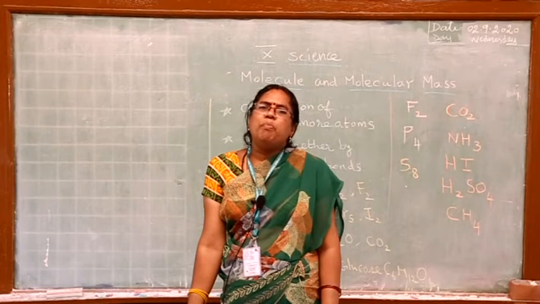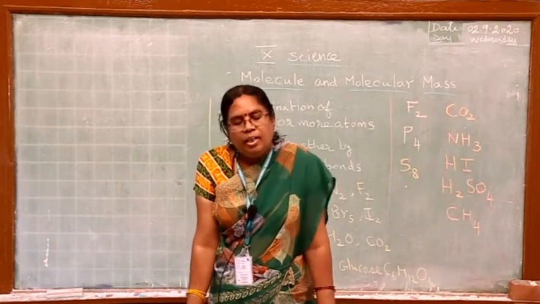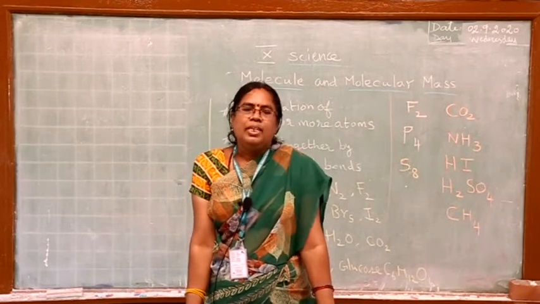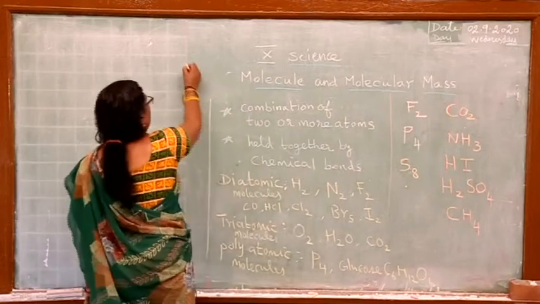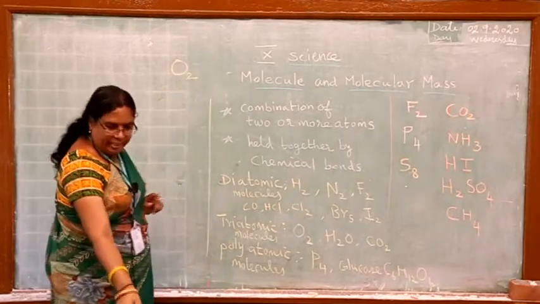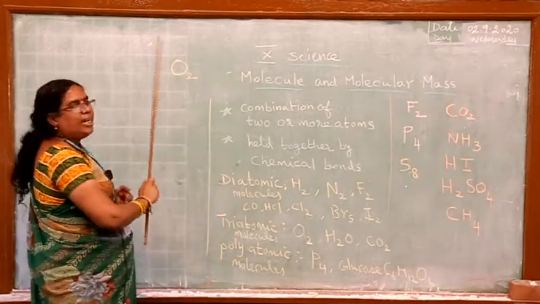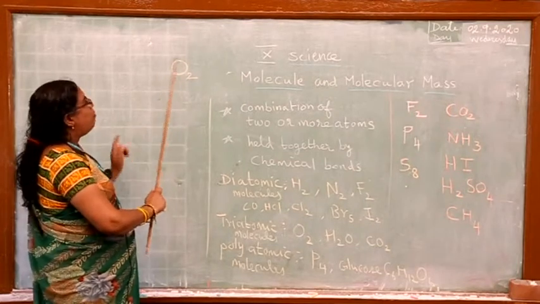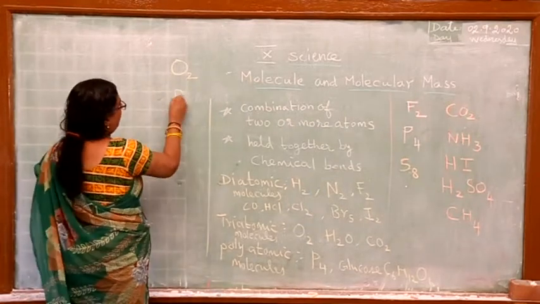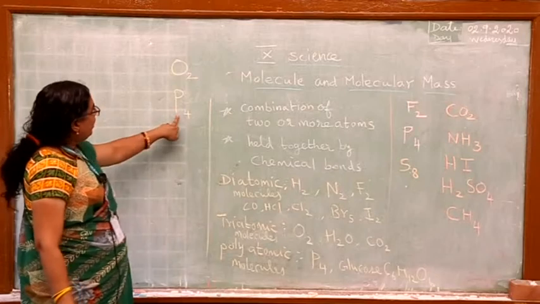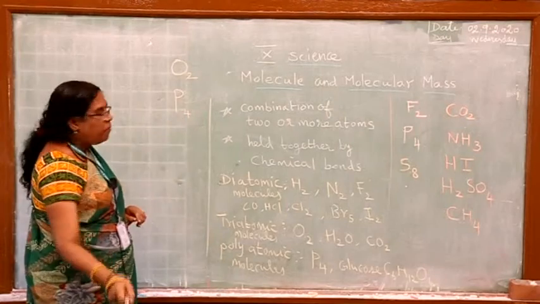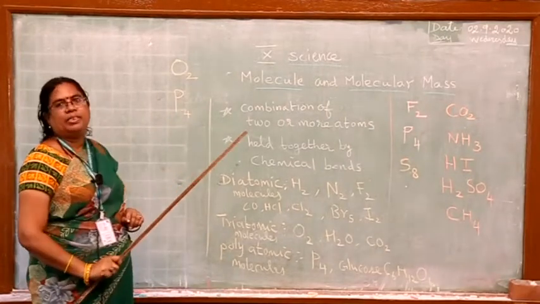So what do you mean by molecule? It is the combination of two or more atoms. Say for example, take oxygen, O2. If you write O2, it means it contains two oxygen atoms. So it is a molecule, oxygen molecule. Take this P4, phosphorus 4. It means the phosphorus molecule contains 4 phosphorus atoms.